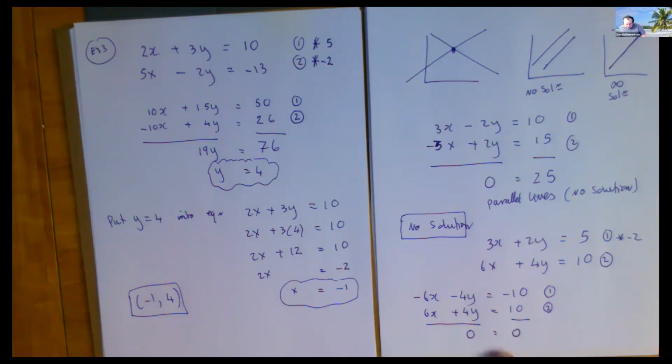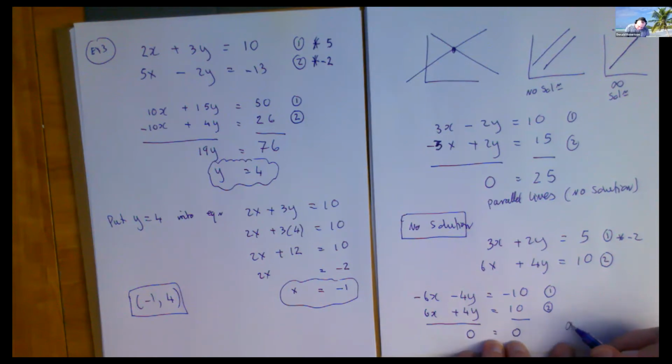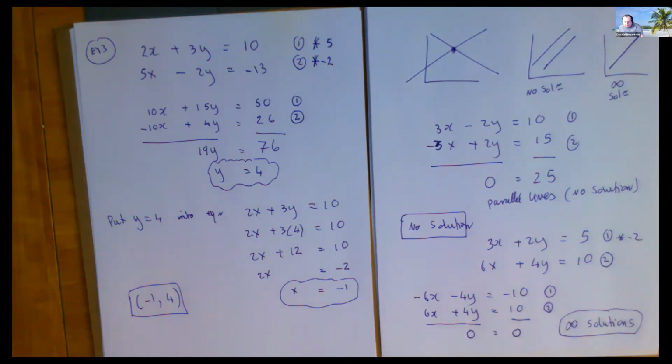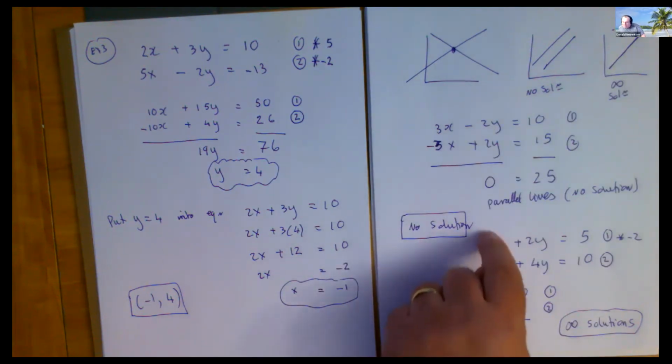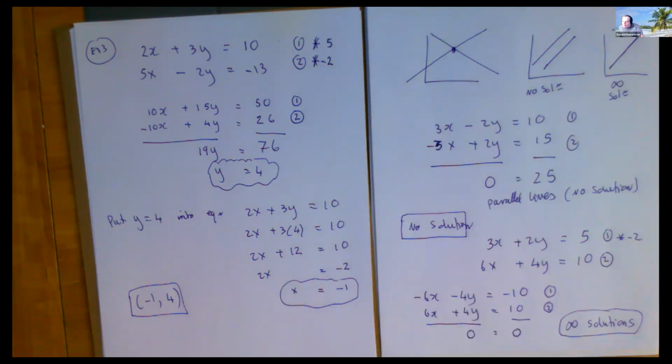So can you see that when you do it to this particular question, what you now have is 0 equals 0? And that means that there is, in fact, an infinite number of solutions, because these two lines are actually identical. They're the same line, one on top of the other.